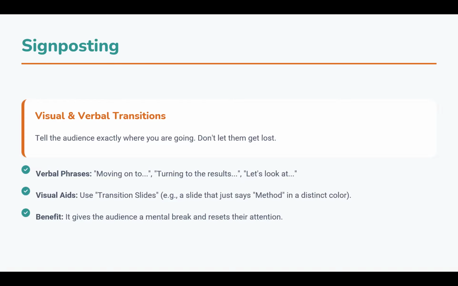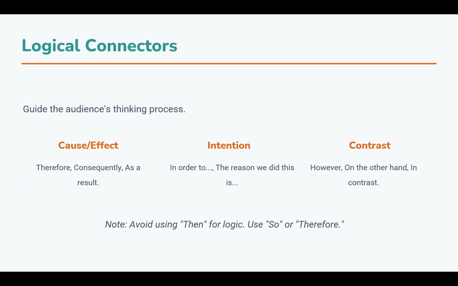It gives the audience a mental break and they can reset their attention back to where you are talking about. I think the idea is clear and let's move on.